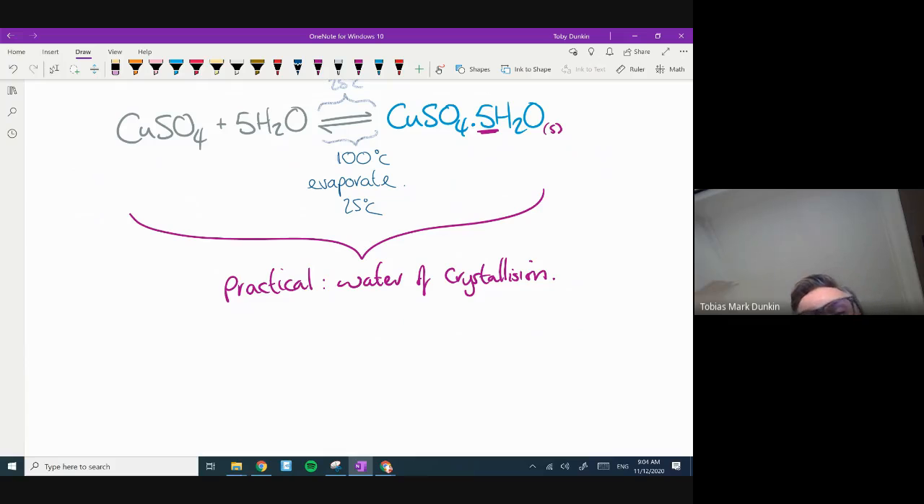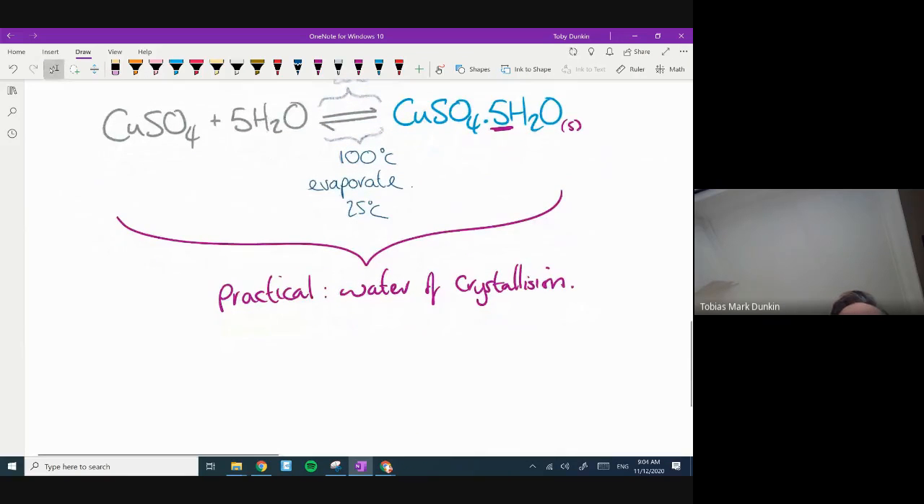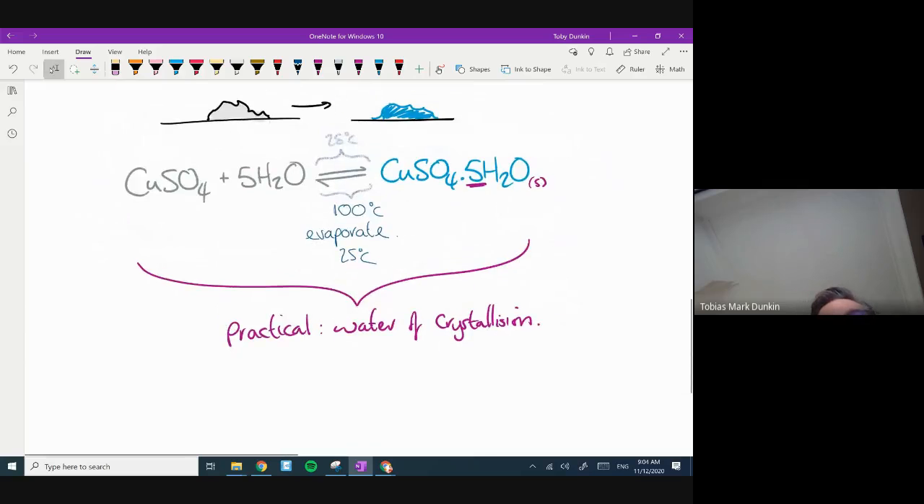You will remember doing this when we did calculations. These water of crystallization practicals are fairly common. But it's nice to talk about it as a reversible reaction because that's the context they use it in. They run it in a calculation and they run it in equilibrium as well. They ask, explain why this reaction is deemed reversible. And you say, because you can warm it up and turn it back into its reactants relatively easily.